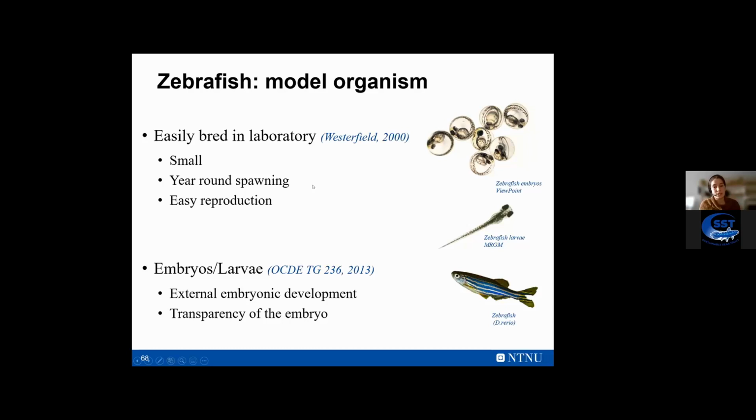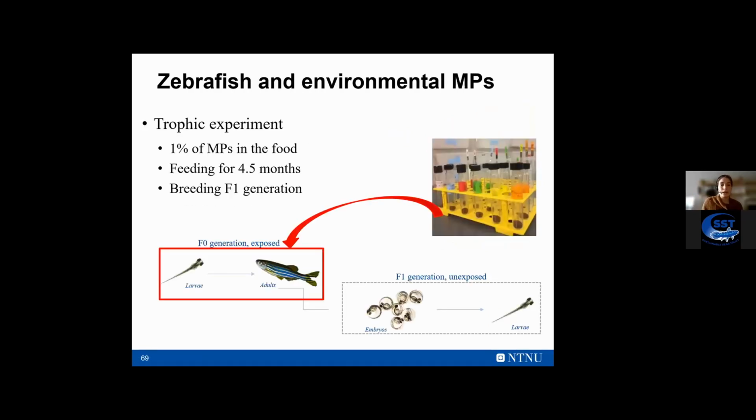We are using zebrafish mainly because we can easily breed this fish in the laboratory because they're quite small, and we have year-round spawning, so we can get eggs every day throughout the year. And they are easy to reproduce. As you can see, the embryos and larvae are transparent. So as I showed you, we can follow, for example, the heart. We can also follow the development of the eyes and so on. So what we've done, we used what we call the F0 generation. We exposed some fish, from larvae to the adult stage, to 1% of microplastic collected in Guadeloupe.